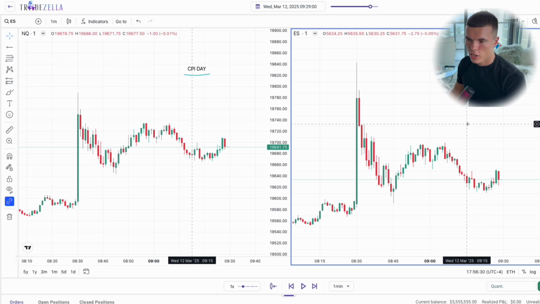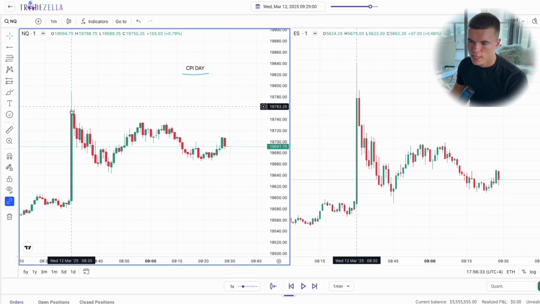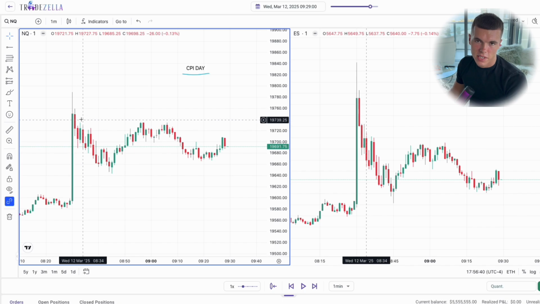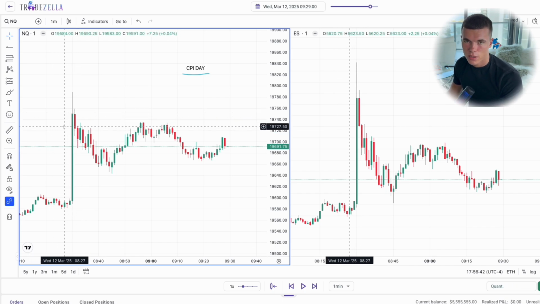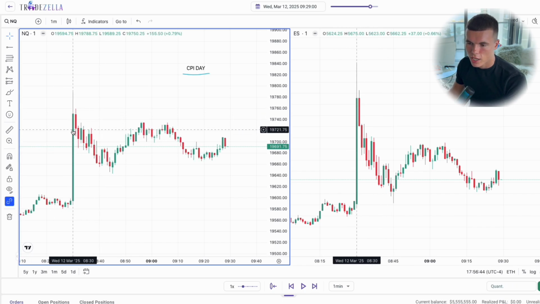Okay, so taking a look at CPI day, this is on Wednesday the 12th of March, and when CPI actually came out. So CPI always comes out at 8:30 on a Wednesday, and it can come out on different dates of the month, usually on the 12th to the 15th of each month, and it's always on a Wednesday at 8:30 a.m.